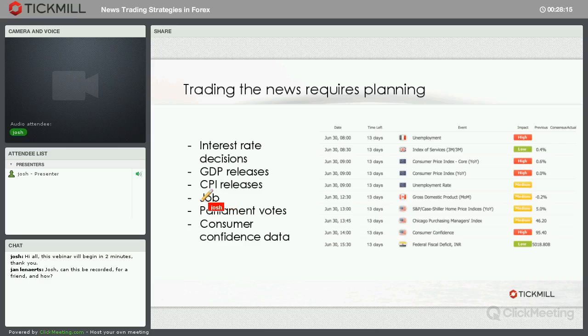But the non-farm payrolls number is the one that causes the most explosive trends in the market that you can trade. And remember, now I'm just going over the theory. We're going to go over exactly how to trade it when these figures are released after this.